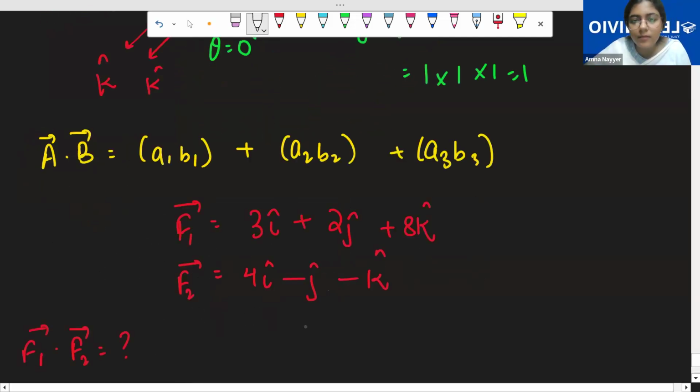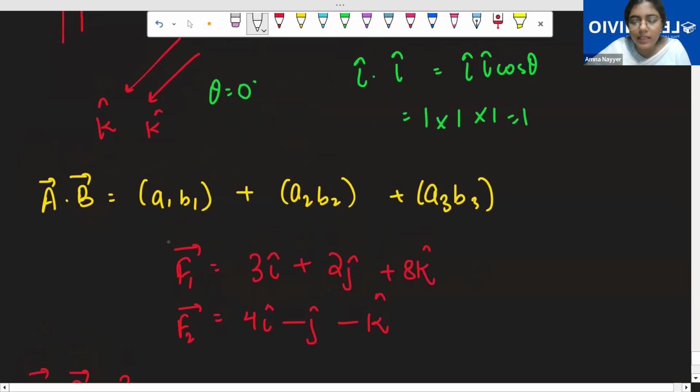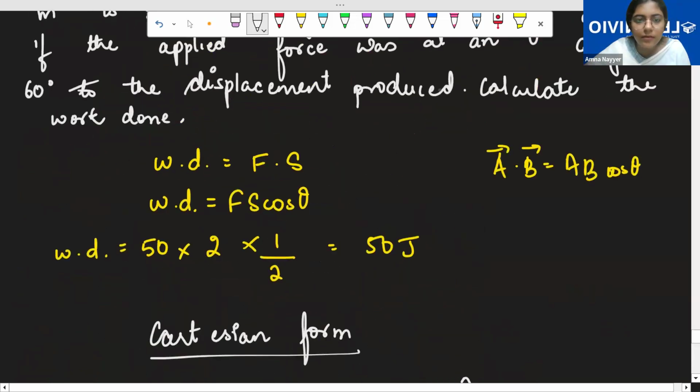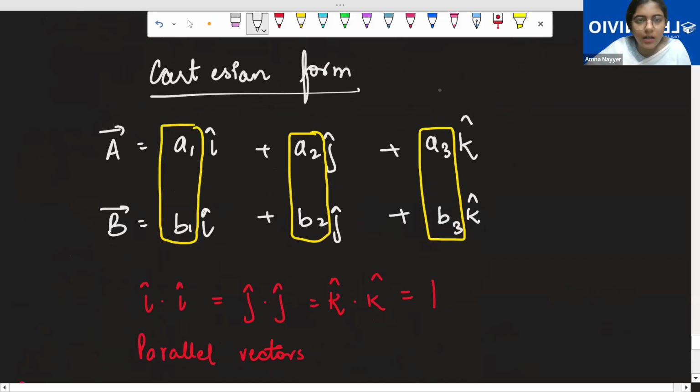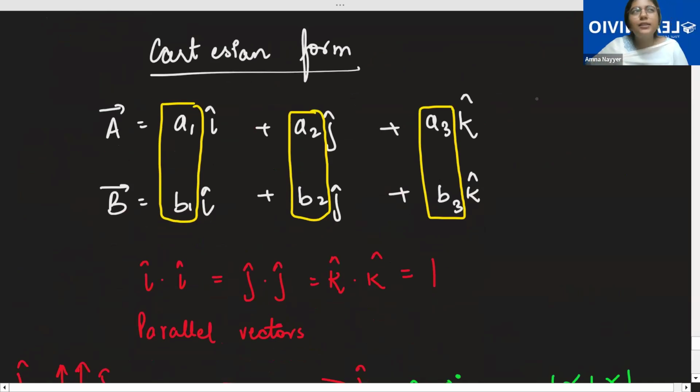Yes, ma'am. All right. Tahura, you're understanding? Yes, ma'am. All right. Please write it till here. One question I'll give you, then we'll move on to the cross product. Resolution of vectors is left. That also we'll have to do.